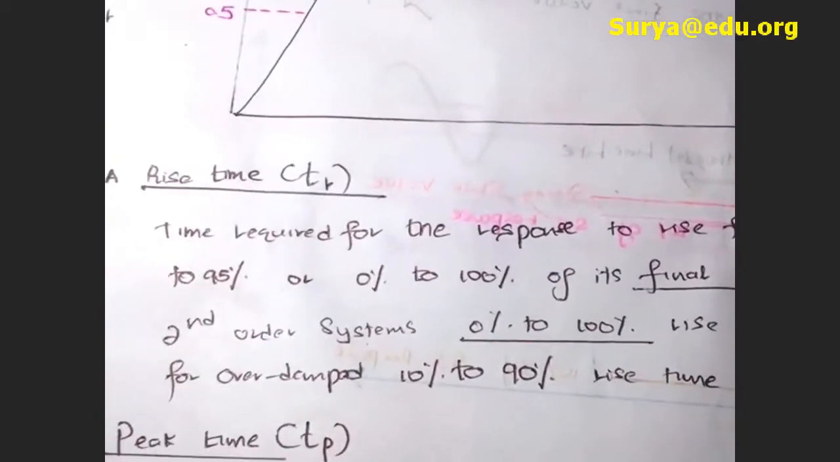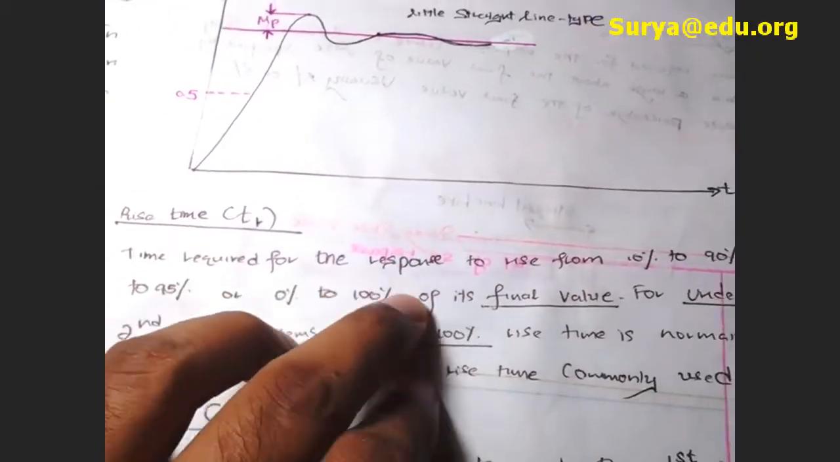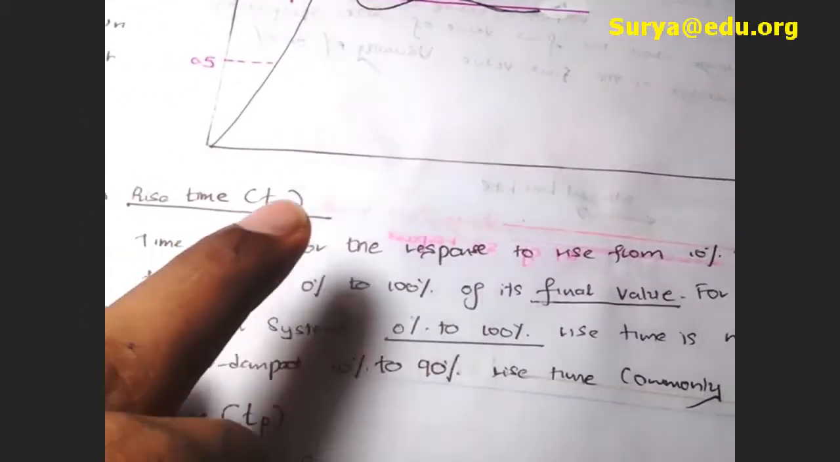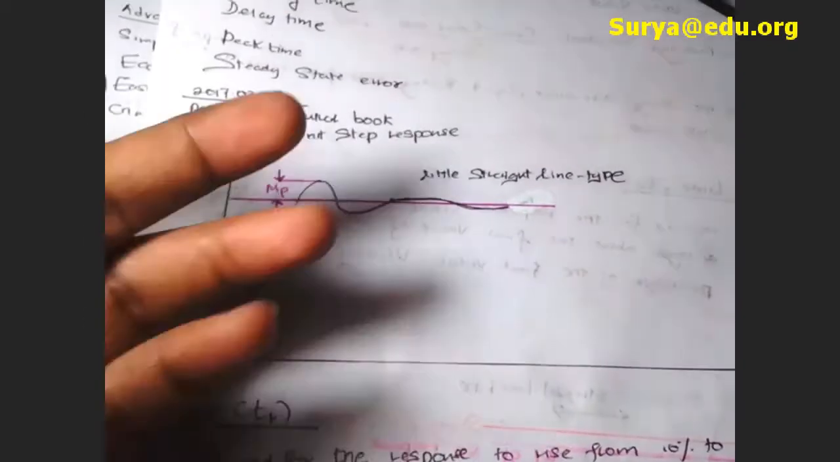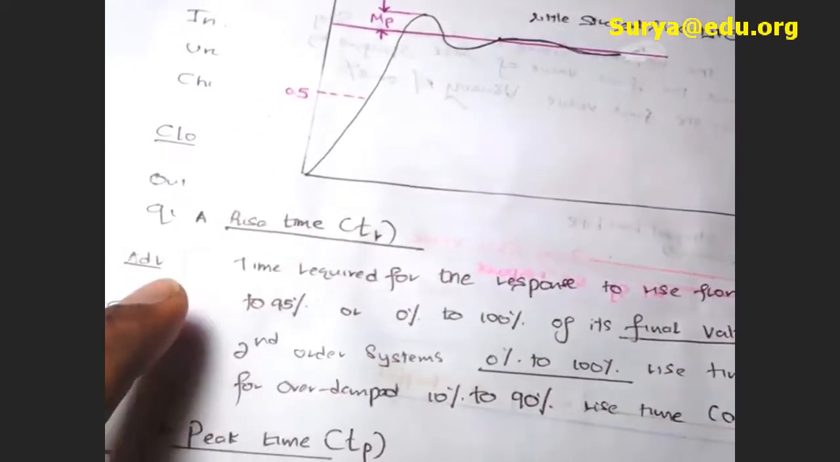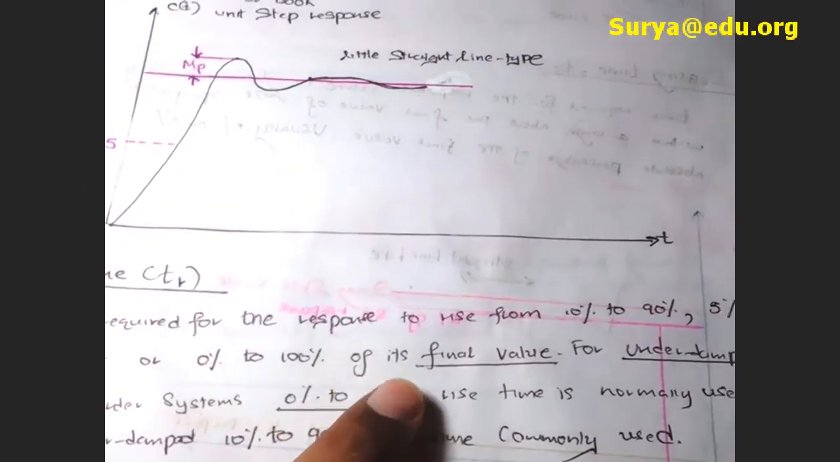Then we are moving on to the rise time. So let's quickly see what is rise time. Time required for the response to rise from 10% to 90%. Keep in mind that is the time required for a certain system like this to rise from 10% to 90%, or you can say 5% to 95%, or 0% to 100% of its final value.